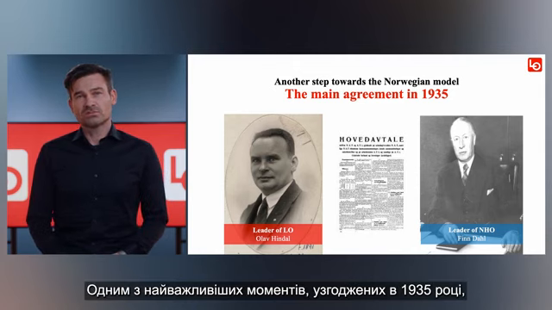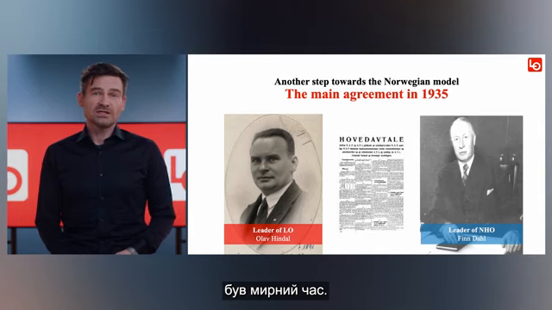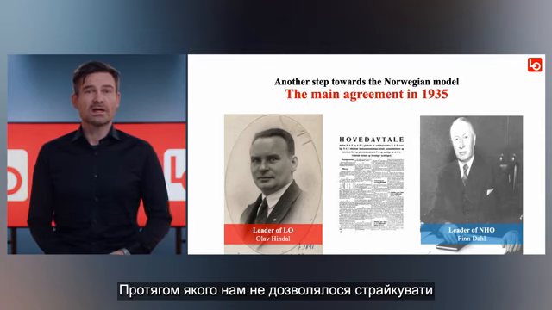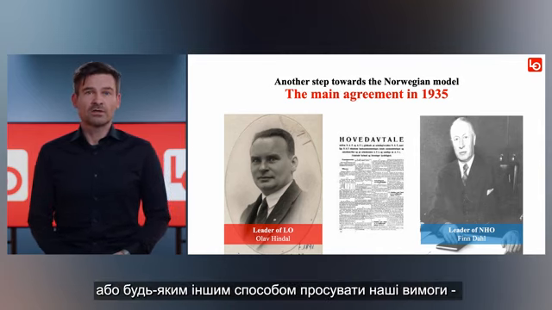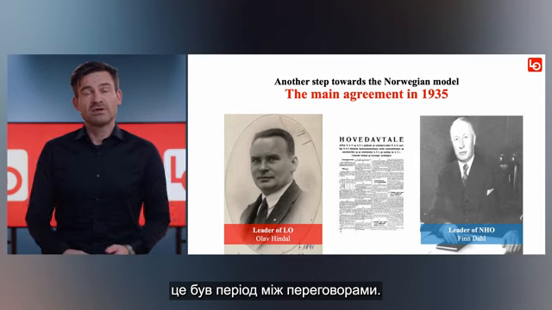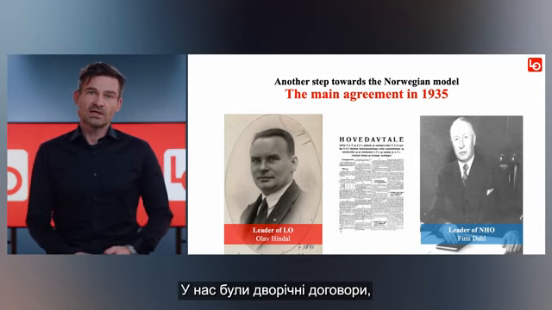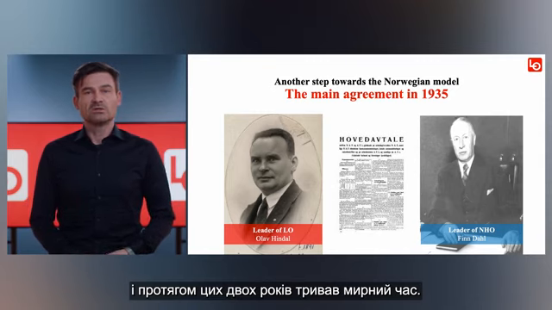Some of the most important things that were agreed upon in 1935 were the peacetime. We were not allowed to strike or use any other means to force our demands in the period between the negotiations. And we had 2-year agreements, and we had a peacetime in these 2 years.